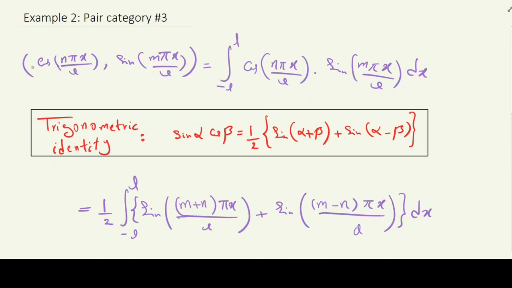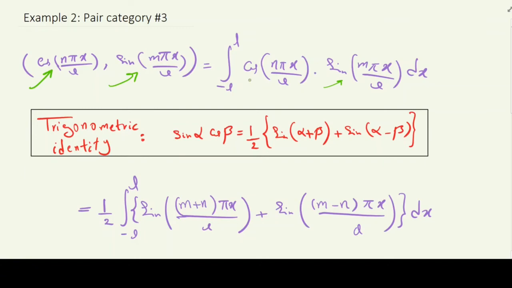And here we want to look at the third scenario in which one of the functions is coming from the cosine family and the other one is coming from the sine family. So the inner product of cosine n pi x over L and sine m pi x over L. So n and m are independent, so they can be equal or unequal. So this inner product is going to be, by definition, the integral of the product of these two functions, cosine n pi x over L times sine m pi x over L, right, from minus L to L.